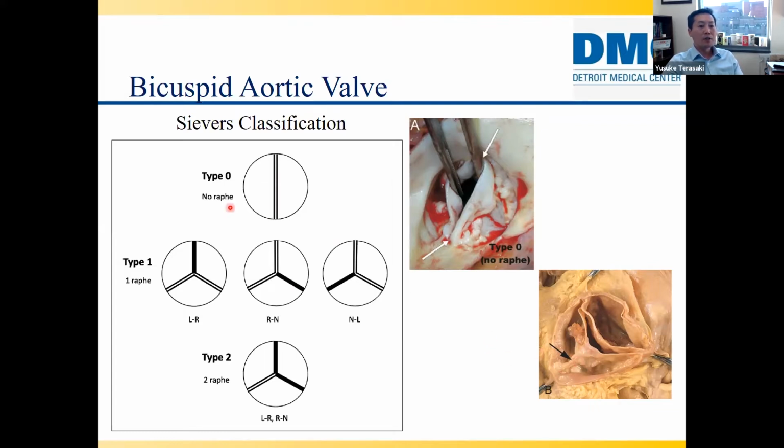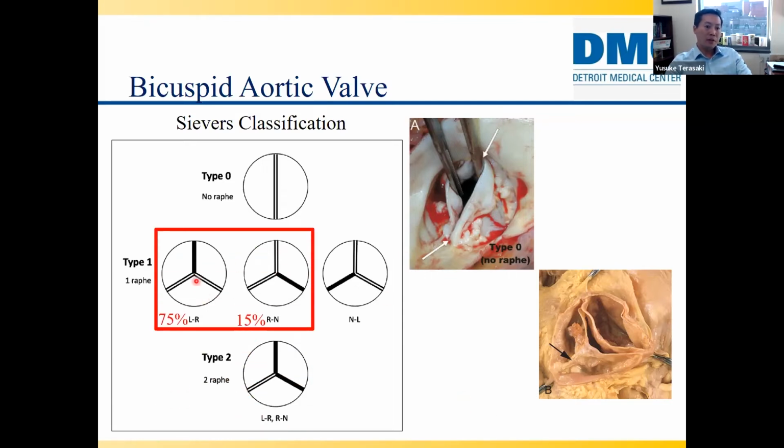So you can have a type 0 or no raphe type. You can have a type 1 type of bicuspid where you have 1 raphe, just like in this picture, where the left and right leaflets are fused, the right and non are fused, or non and left are fused. And you can have a type 2 where you have 2 raphes, which is very uncommon. The most common types of bicuspid aortic valves are the left-right fused one, and then the right-non fused one, which make up almost 90% of all bicuspid aortic valve disease.